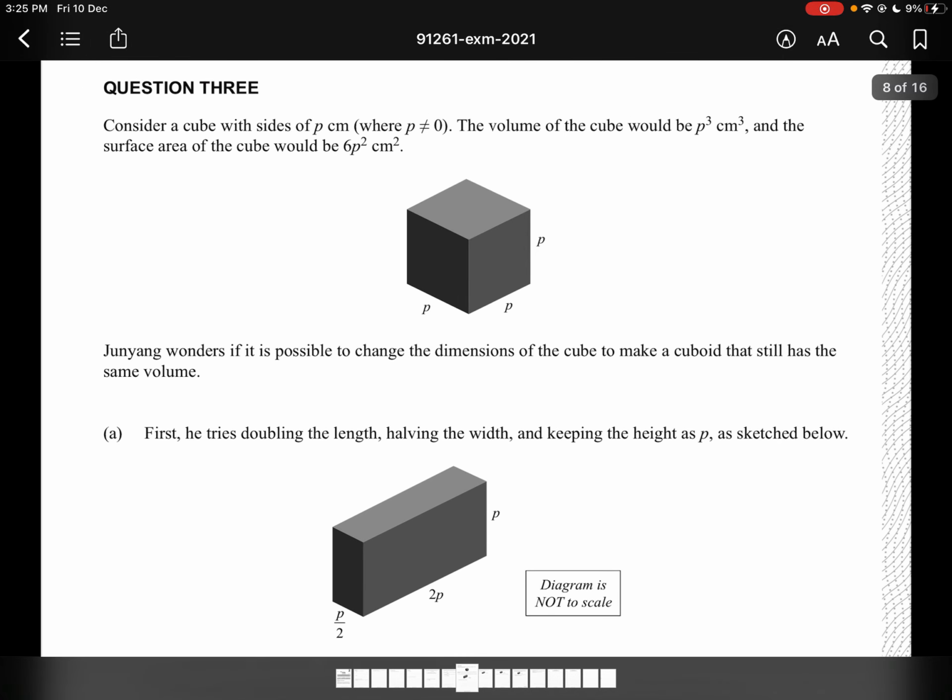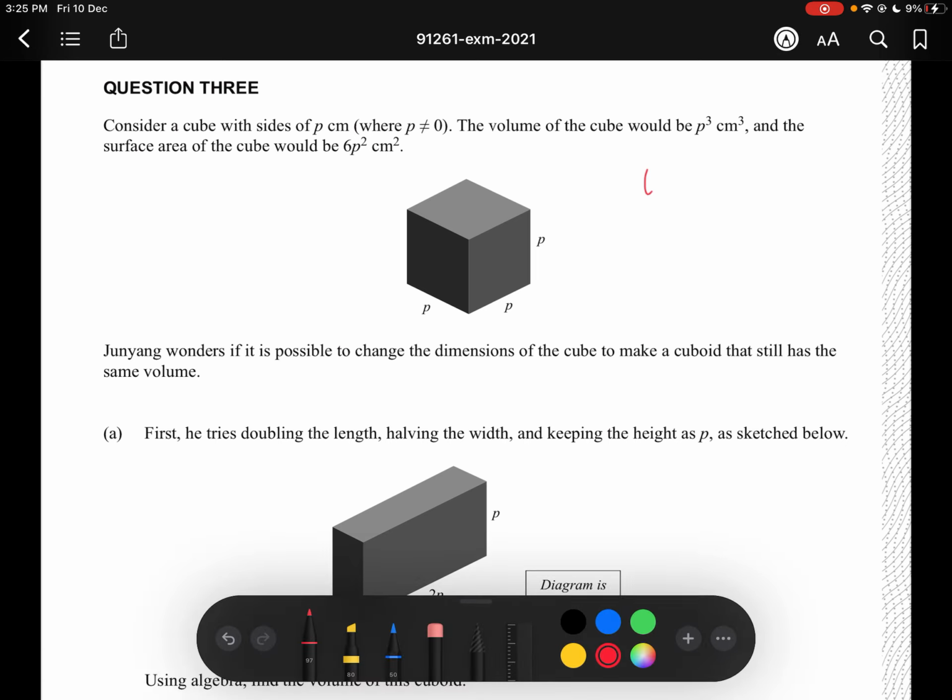Alright, so question 3 wants us to consider a cube with side length p centimeters, and the volume of the cube would be p to the power of 3 centimeters cubed. So that would just be volume equals base times width times height. And the surface area of the cube would be 6p squared centimeters squared.